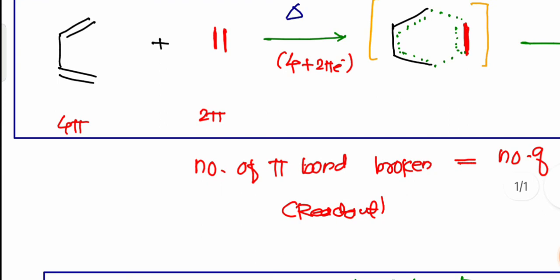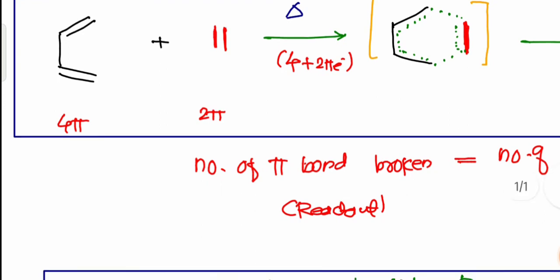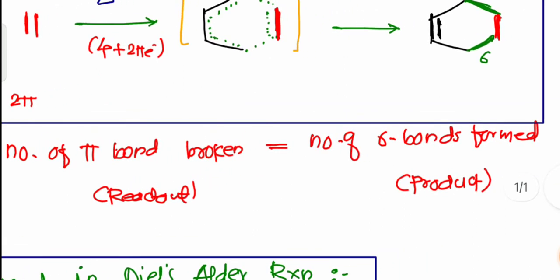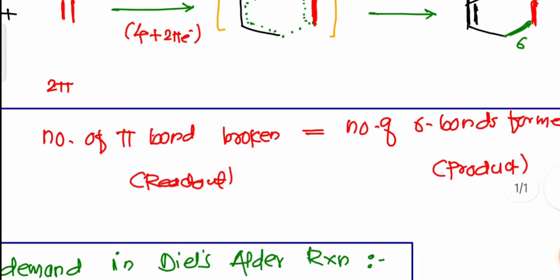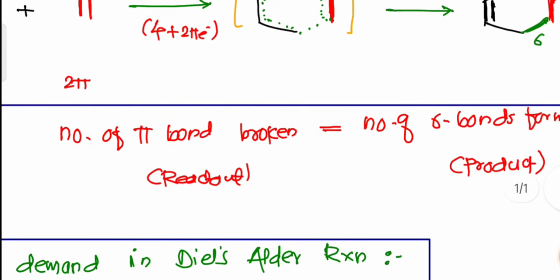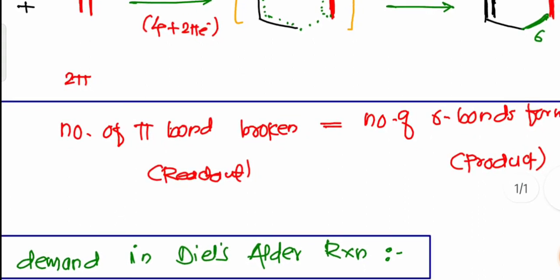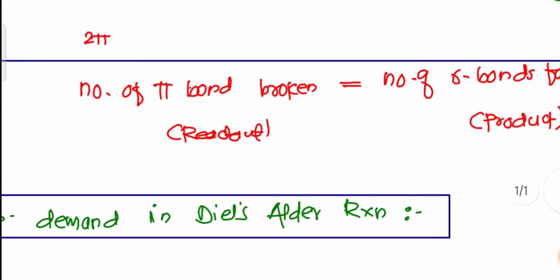Now the important thing in this reaction is that the number of pi bonds broken from the reactants should be equivalent to the number of sigma bonds produced in this reaction. That is, pi bonds broken equal sigma bonds formed.